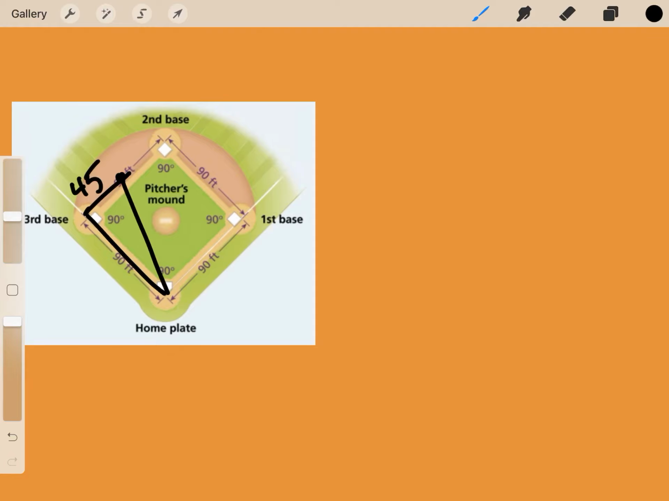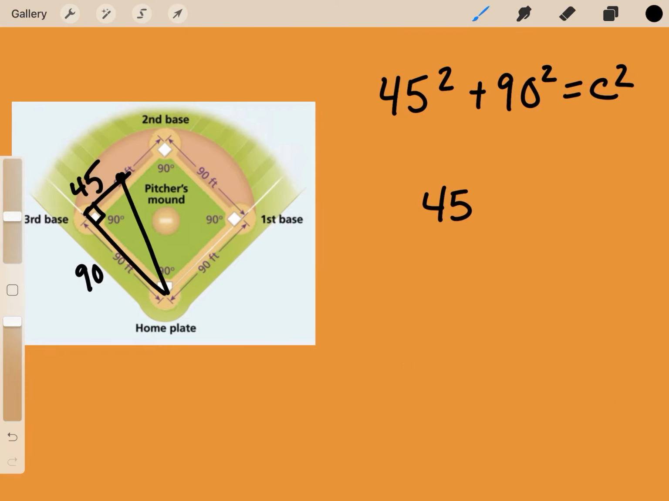So once again, we're looking for the hypotenuse. We know that that's 45. We know this is 90. So when you plug that into the Pythagorean theorem, 45 squared plus 90 squared equals c squared. When you solve that and you do all the math that goes into it, you would get 45 radical 5. I'll show you quickly how I got 45 radical 5, and then we will move on.